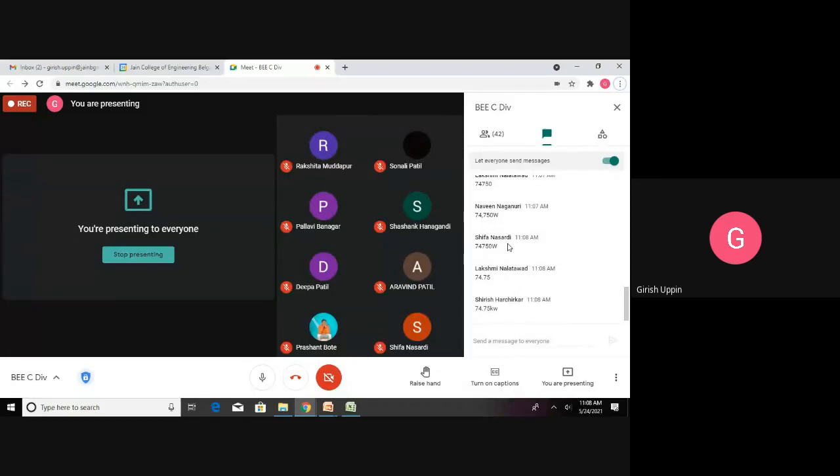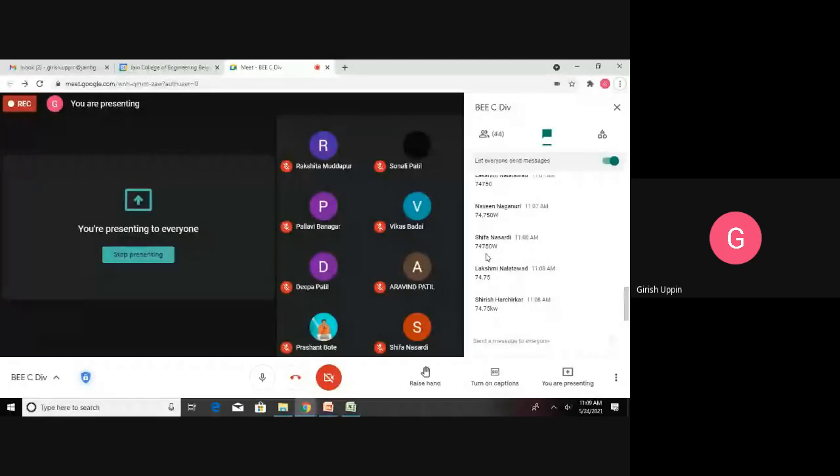Few of you got the answer correct. For example, Shifa, you got 74,750. You have to convert it into kilowatt. How will you do it? Multiply by 1000, divide by 1000. 1000 watt is a kilowatt. Then 74,750 divided by 1000 is 74.75.